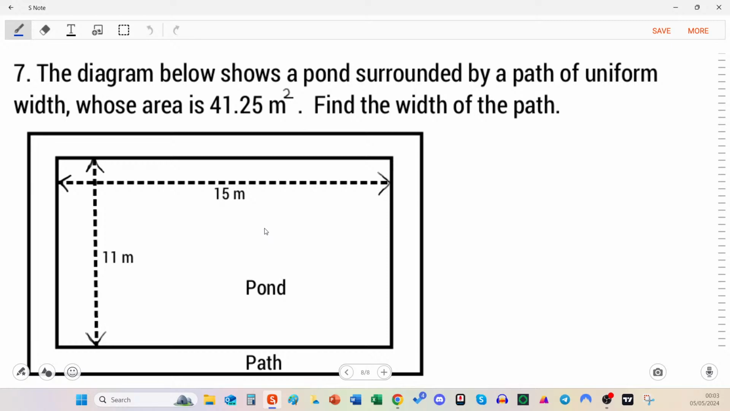The diagram below shows a pond surrounded by a path of uniform width whose area is 41.25 meters squared. Find the width of the path. Okay, while you have a quick look at that, I'm going to take a drink, and I'll be back in a second.